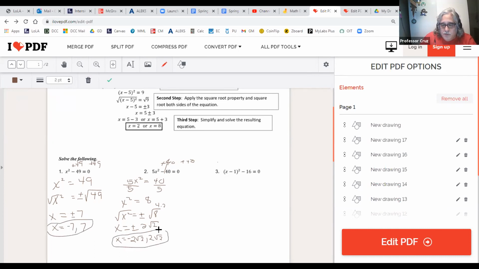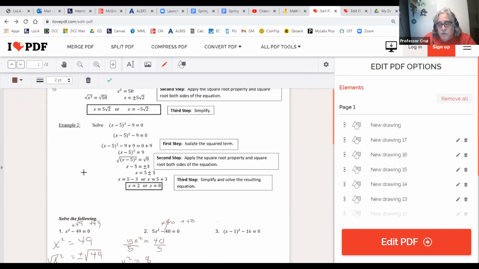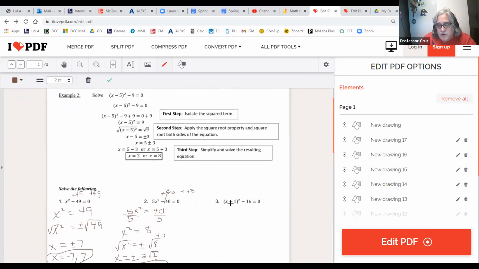Any questions? All right. With this one, it's just pretty much like the second example. So do this first and give it a whirl.